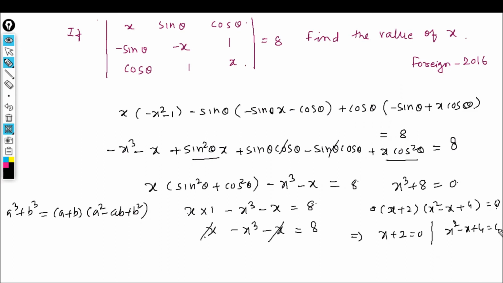So this implies बच्चों x plus 2 is equal to 0 और x square minus x plus 4 is equal to 0। अभी यहाँ पर देखिए 4 के ऐसे फैक्टर्स बच्चों जिसमें -1 का डिफरेंस है, तो there are no factors of 4 with difference -1. Okay, so x square minus x plus 4 is equal to 0 gives imaginary values.